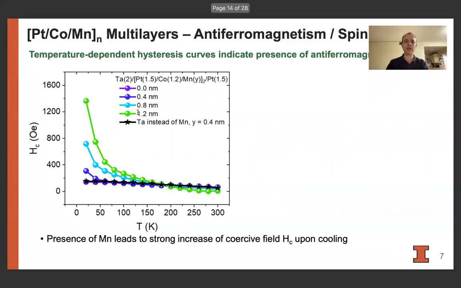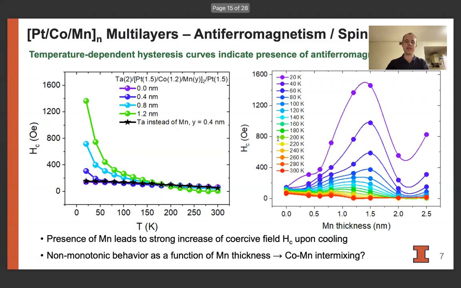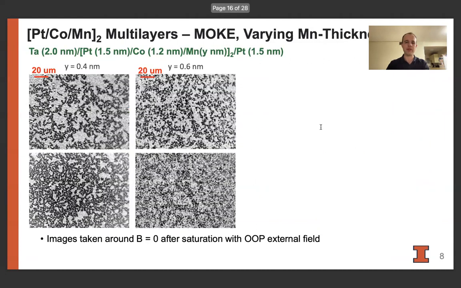But if we have thicker and thicker manganese layers, what happens is that there is a strong increase of the coercivity, indicating the presence of antiferromagnetic coupling, or even some kind of spin glass phase here, at least at low temperatures. And that may be, again, due to the intermixing of cobalt and manganese, for example. And that's why we think TEM measurements would be very useful in the near future. You can see that there's even a maximum in the coercivity here at manganese thicknesses of around 1.5 nanometers.